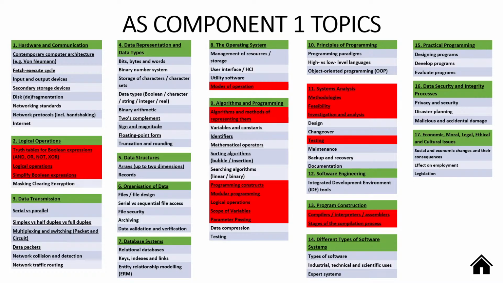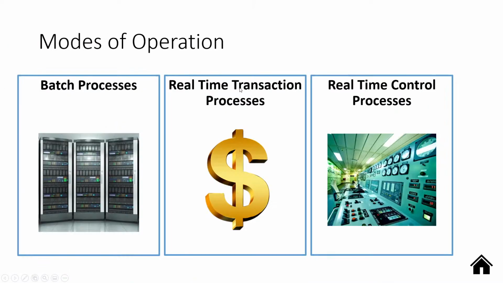So let's start then with operating systems and modes of operation. We'll jump straight to it. There are 3 types of modes of operation. The first being batch processes, and then there's 2 different types of modes of operation under the same heading, which is real-time transaction and real-time control processes. Now, when we say real-time, we're talking immediate input. Batch processing will happen over an extended period of time. So the images depict what I think of when I talk about these.